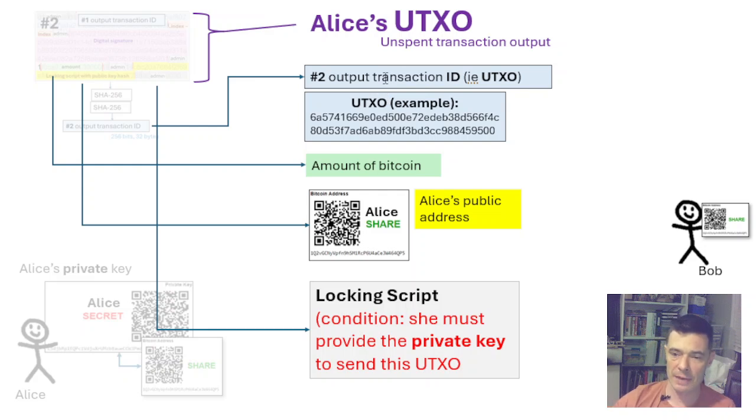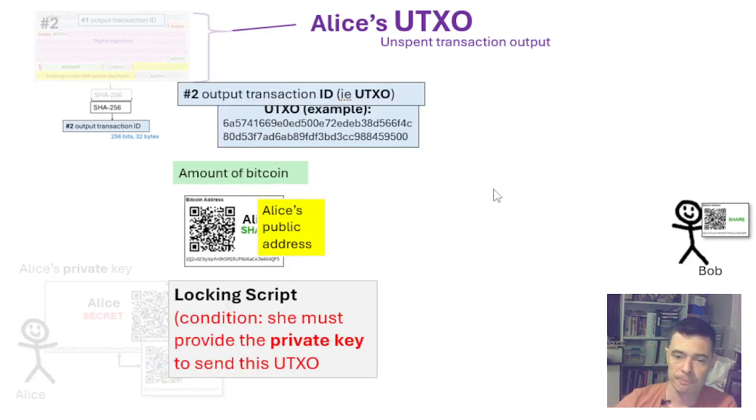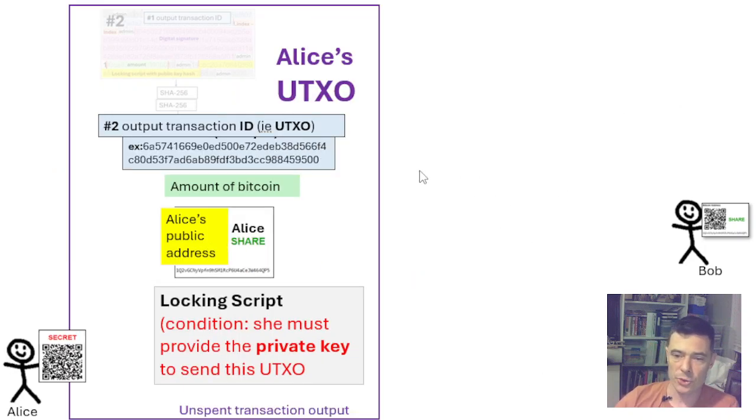So now we have the transaction ID. We have some amount of Bitcoin at her address, and we have this condition called a locking script, which is essentially saying she needs to prove she has the private key in order to send the Bitcoin at this address. So Alice has the private key that will allow her to satisfy this condition and send this amount of Bitcoin to any other address that she wants.